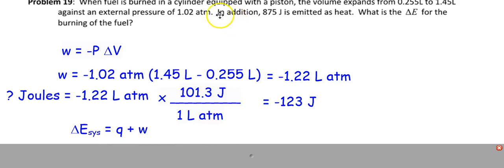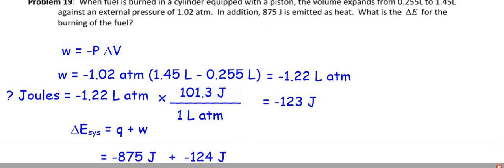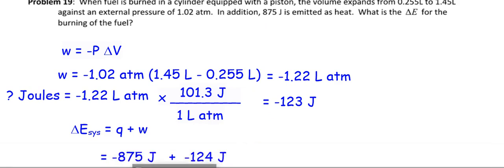What's Q? In addition, 575 joules is emitted as heat. Did you catch that? So the system is emitting heat. So is Q positive or negative? Q is negative. Whenever you lose heat to the surroundings, Q is negative. So then I have negative 875 joules.